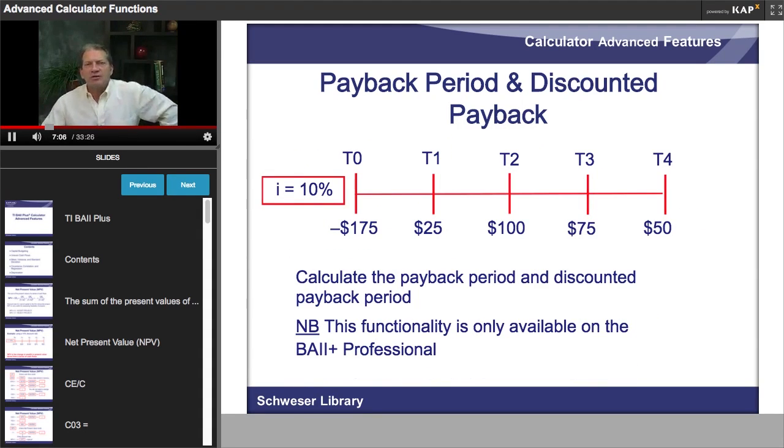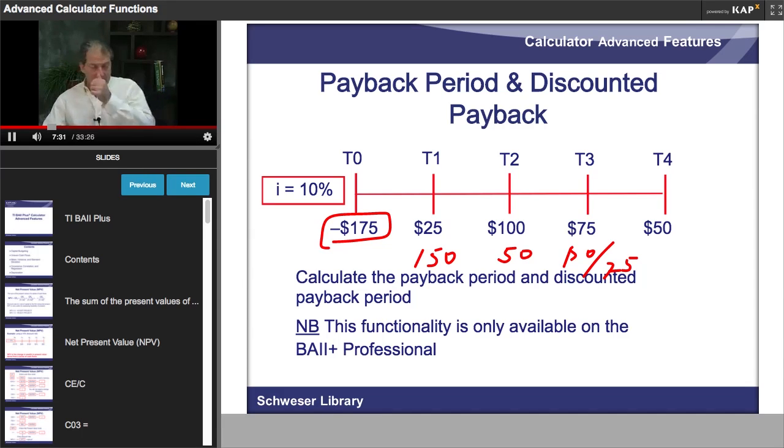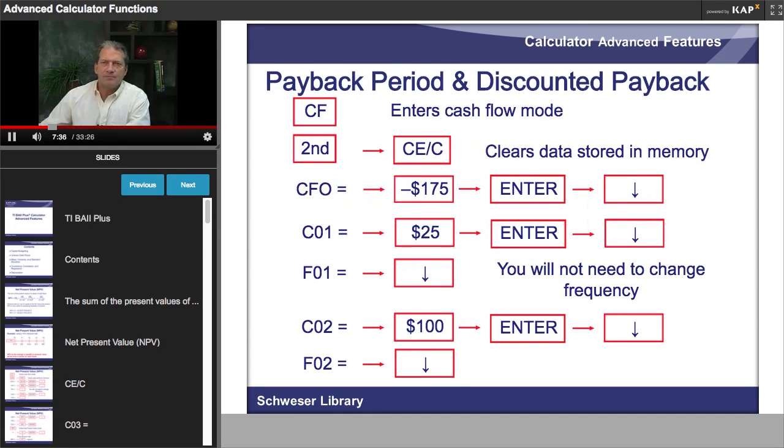So what we want to do here conceptually is say, with payback period, how long does it take to get back $175? Well, if we get back 25 there, we've got to get back 150. If we get back 100 there, we've got 50 to go. And since there's 75 in this third period, we need 50 of that, which is 2/3. So we're expecting to get something like 2.67 as our payback period.